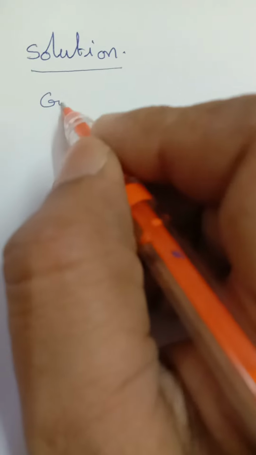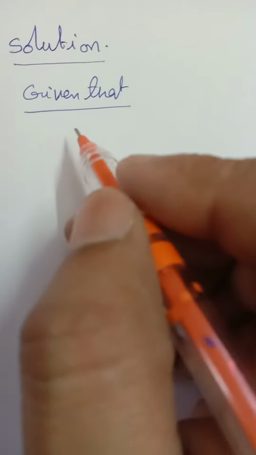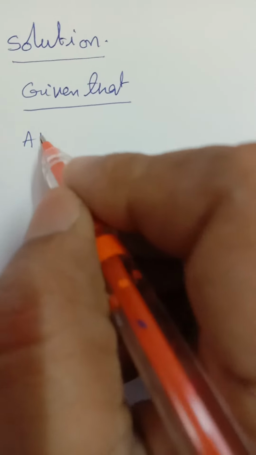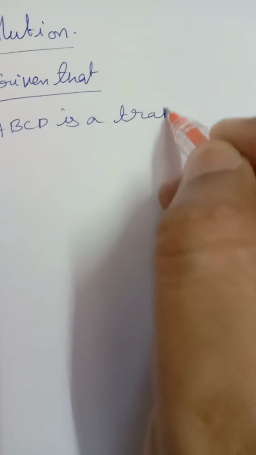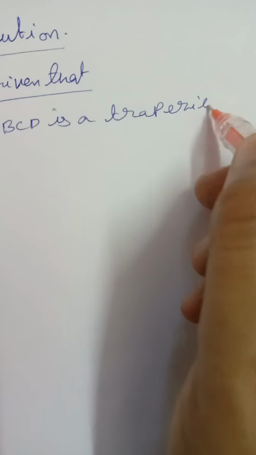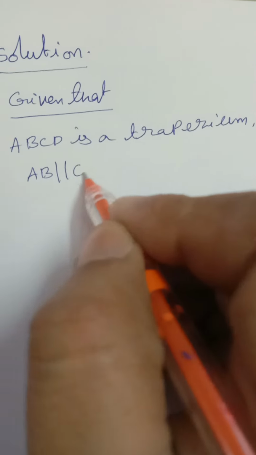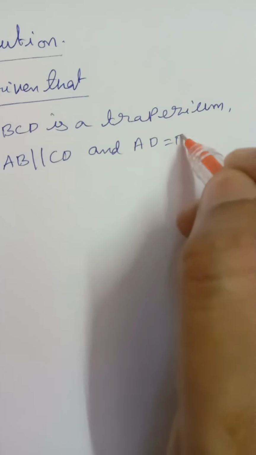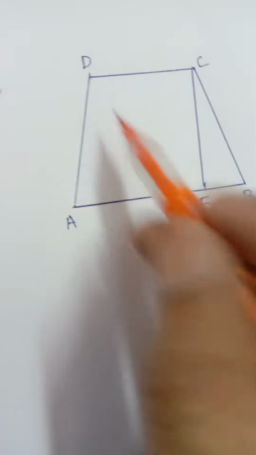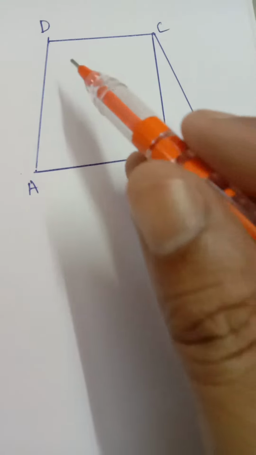Solution. Given that ABCD is a trapezium, AB is parallel to CD and AD is equal to BC.